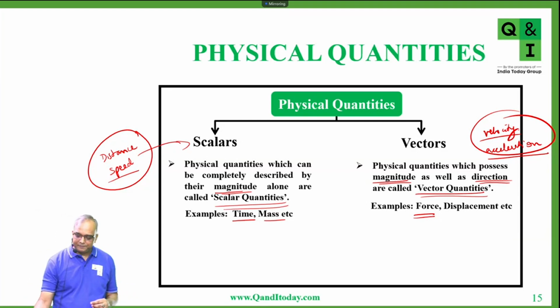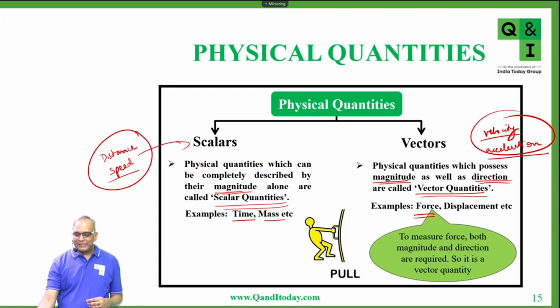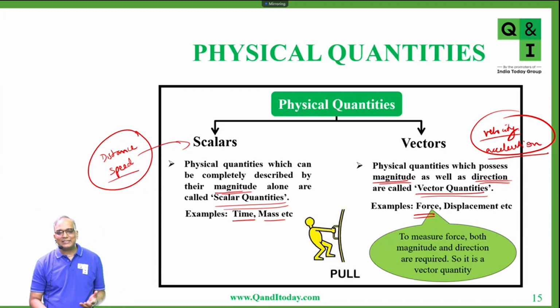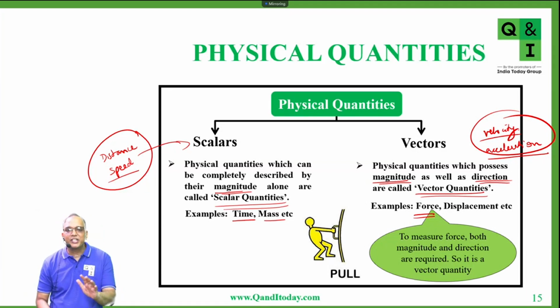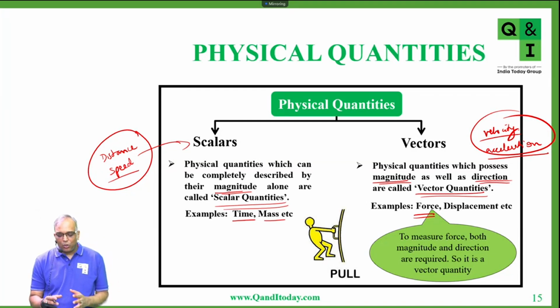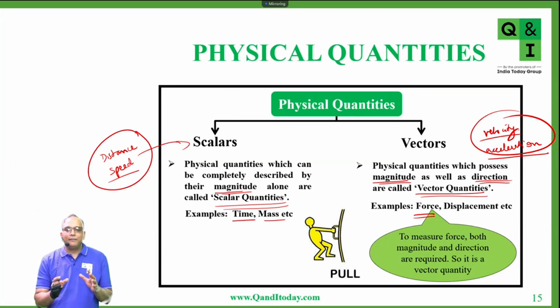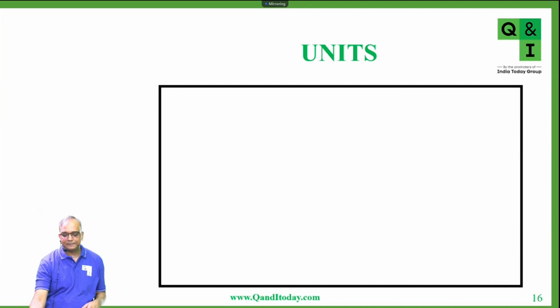Okay, good. So to measure force, both magnitude and direction are required. When we say that we are pushing some object, pushing in what direction? Similarly, when I say I am pulling the object, pulling in which direction? So when you are mentioning force, you will also have to mention, along with the magnitude, the direction of that force as well.